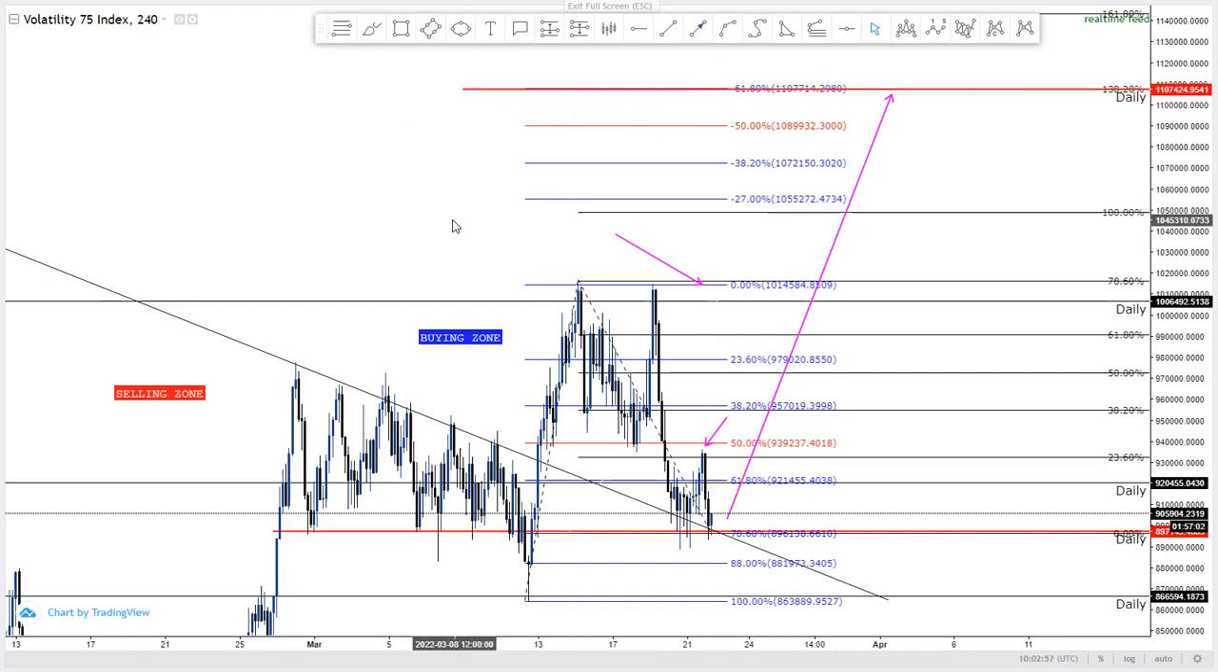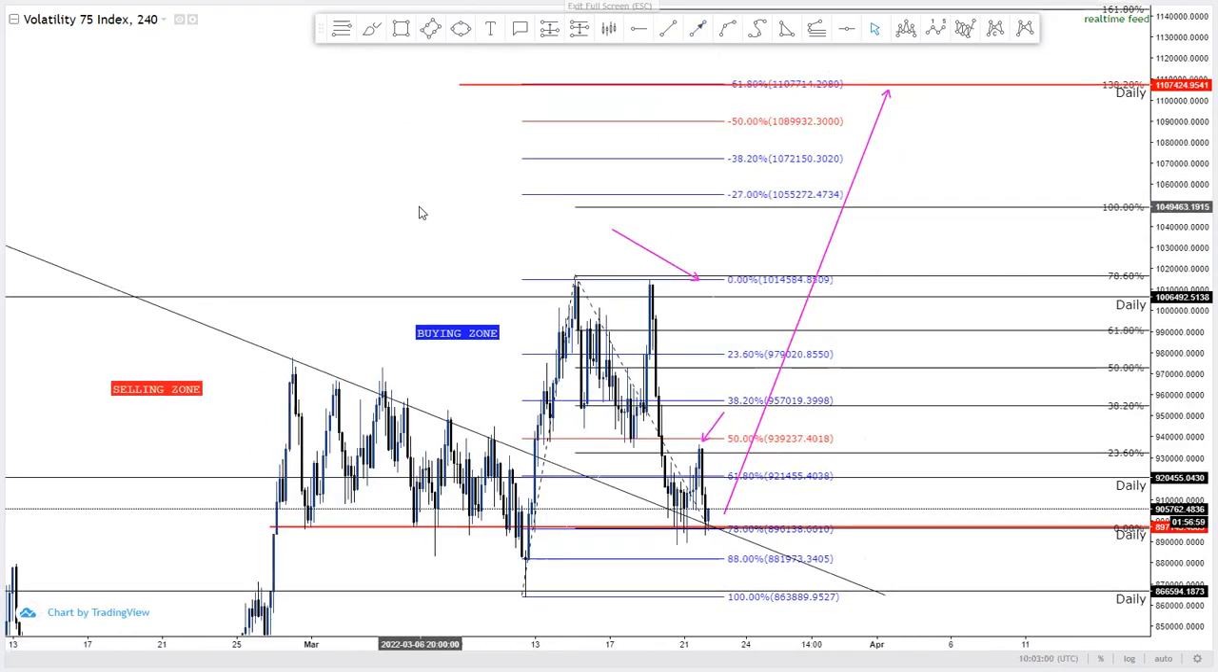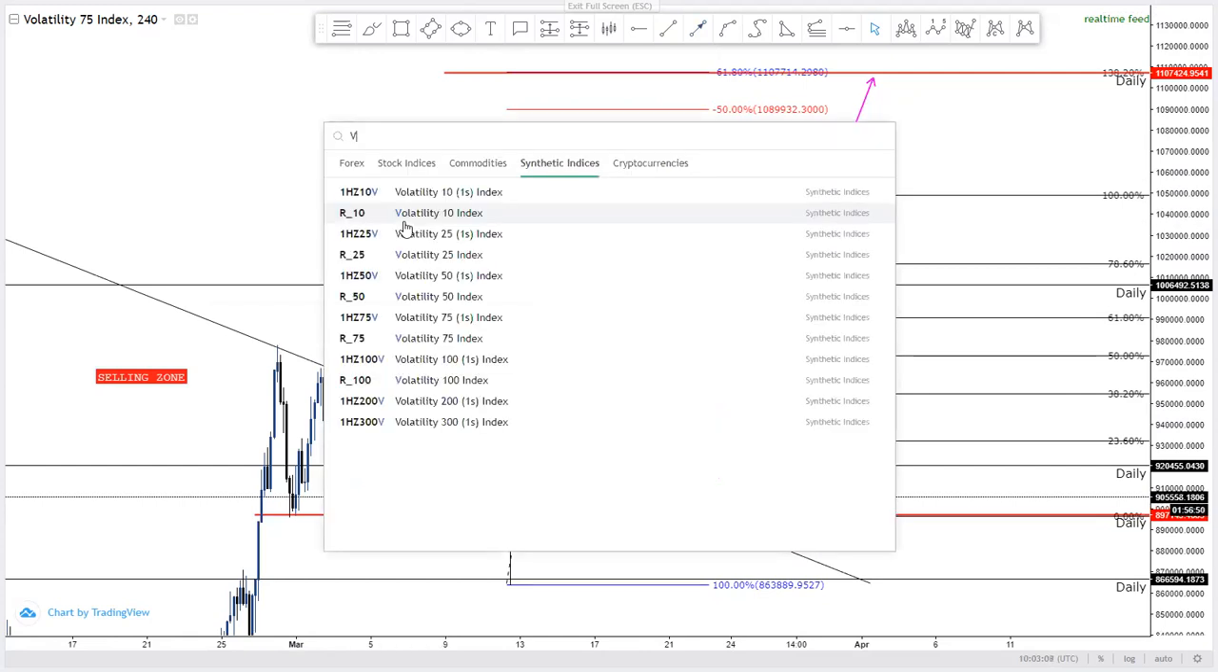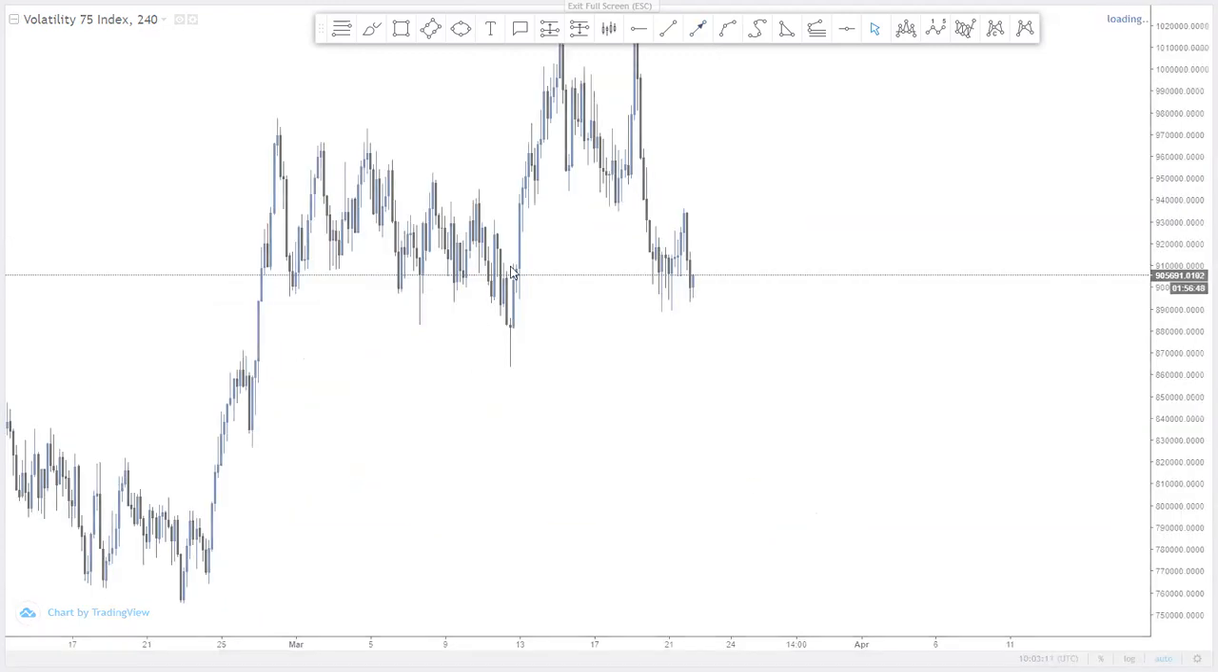So guys, this is volatility 75. This is actually what we are seeing on volatility 75. So I think we are done on volatility 75. Let's move on to volatility 100.